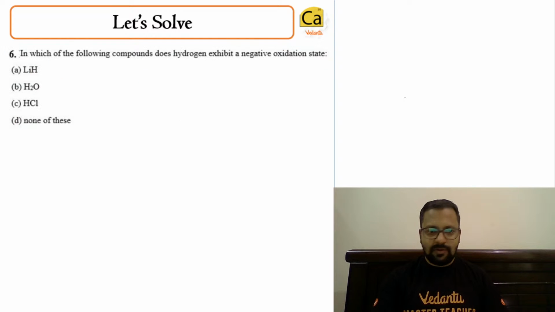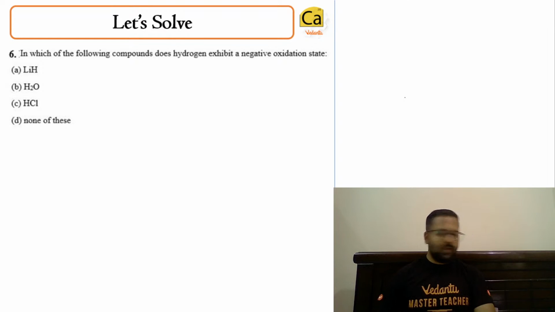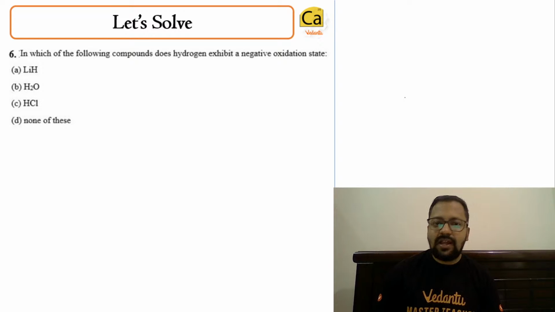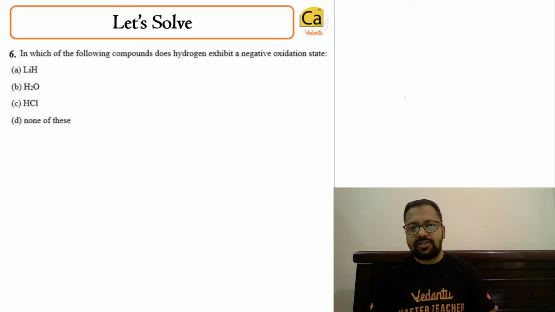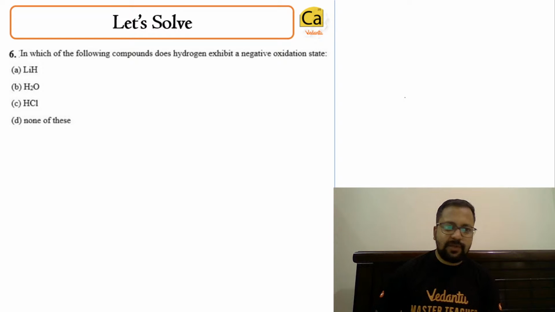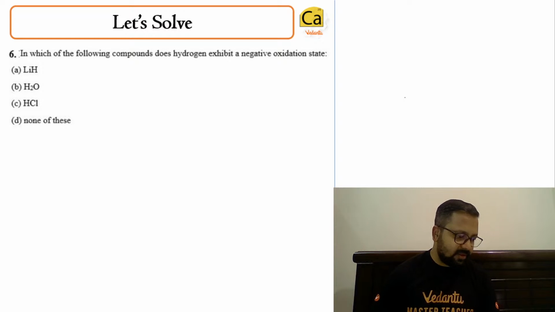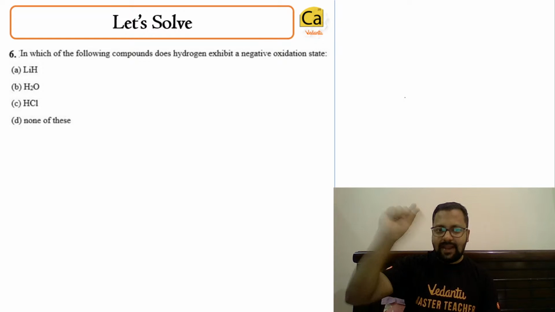Okay. Chalo. Next question. In which of the following compounds does hydrogen exhibit a negative oxidation state? Negative oxidation state means the oxidation state of hydrogen will be negative.